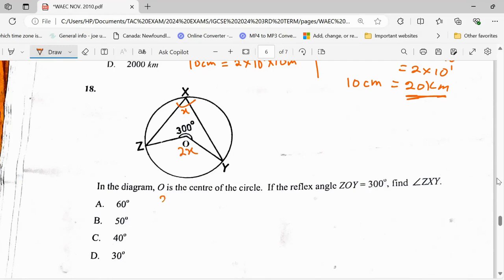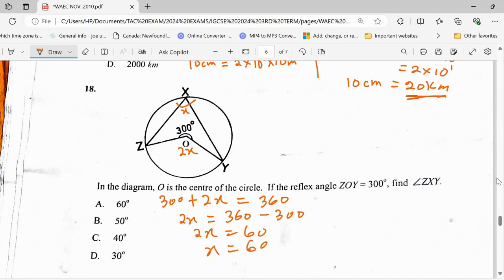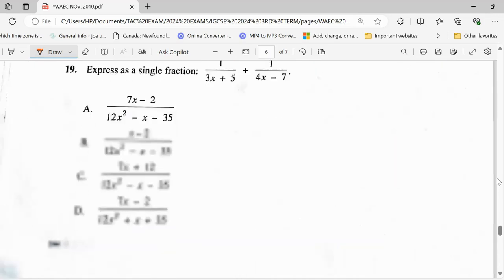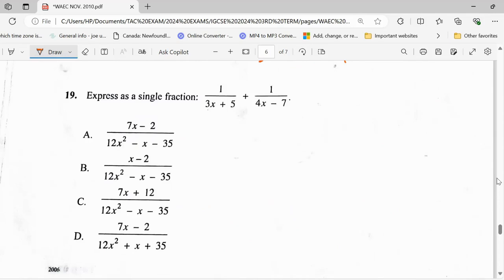So meaning that 300 plus 2x equals 360, which is angle at a point. So 2x is equal to 360 minus 300. 2x equals 60. So x is actually 60 all over 2, which is 30. And that is the angle we are looking for, angle ZSY, which is 30 degrees. And that is option D. We proceed to the next question, question number 19.